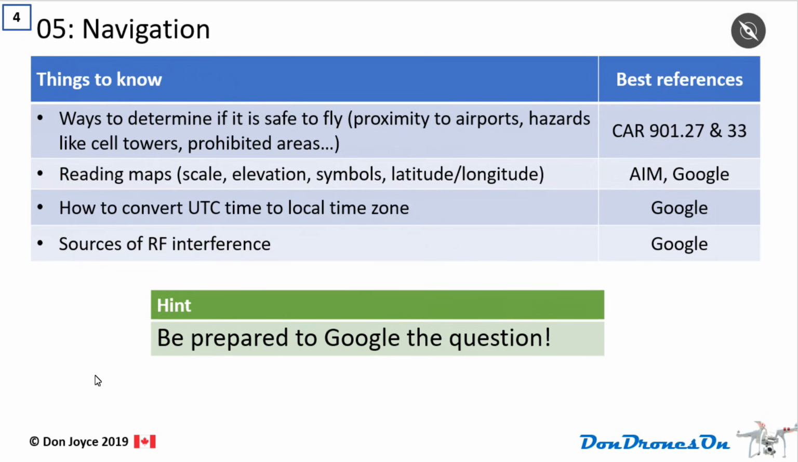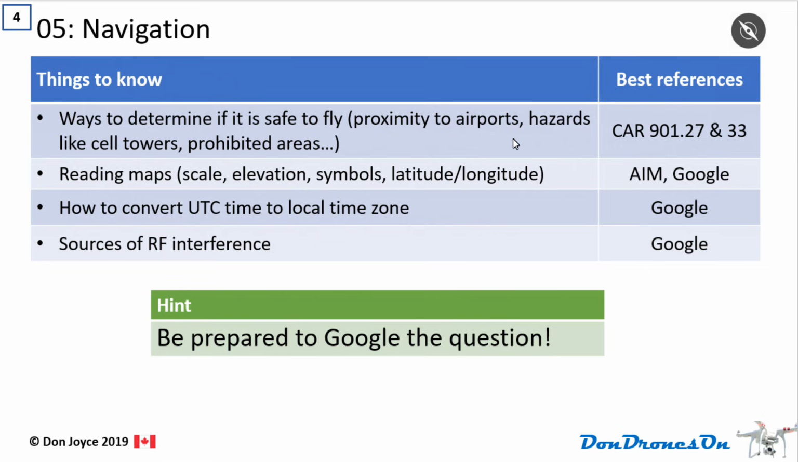Knowledge area number 5 is navigation, and there's 4 questions that will come up around here. And again, you might be surprised at the sorts of things they ask, but don't worry about it. Just get on and answer those questions. So the first one is actually quite important, and it ties to regulations number 27 and 33. I'm not sure which one is which, but they basically are saying in the regulations, and it makes sense, that before you fly, you should perform what they term a site survey, which basically means know what's going on around you before you take off.